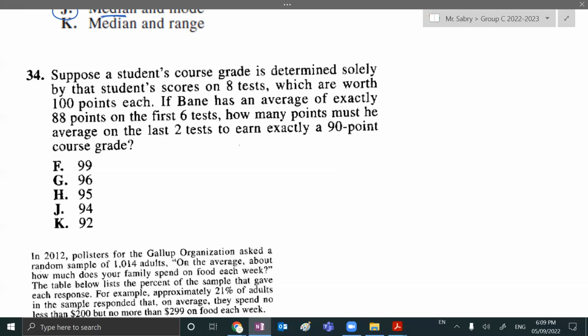So, Mister, I did 88 times 6. Good. And then should I do 90 times 2? No, not times 2, because 90 is the average for the whole course. How many tests is he supposed to take in order to get it? 8. 8, exactly.